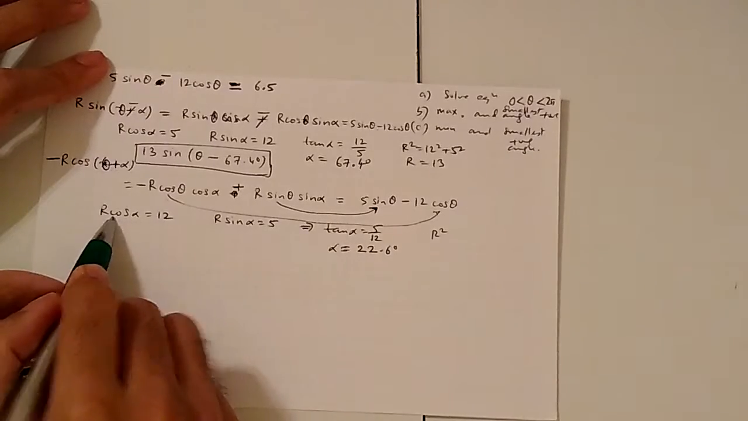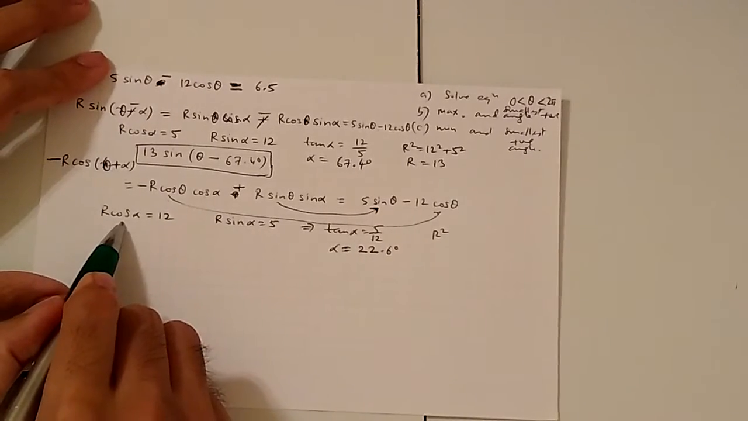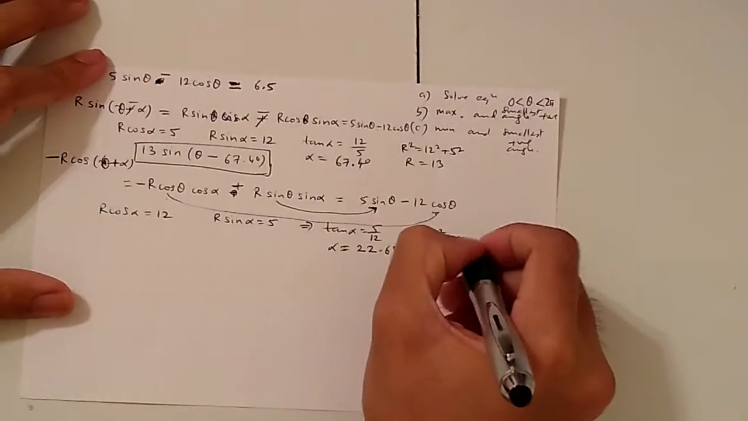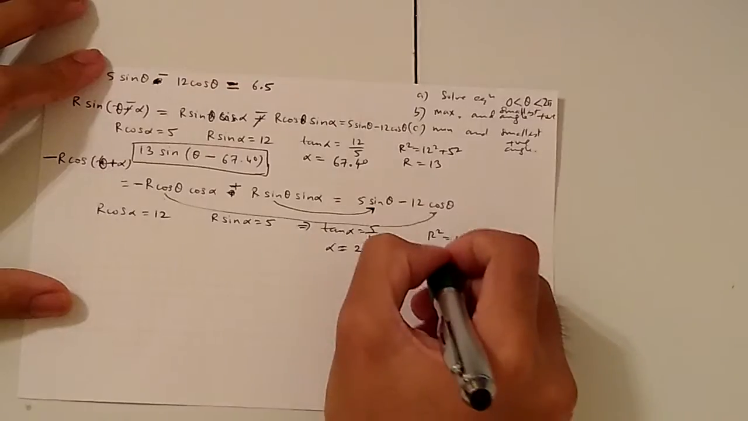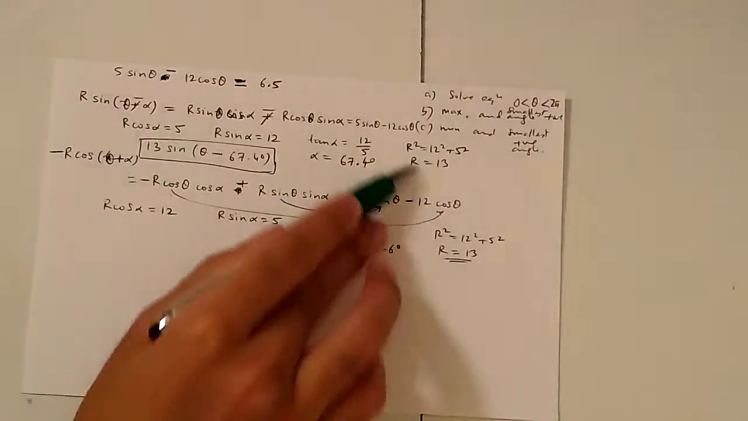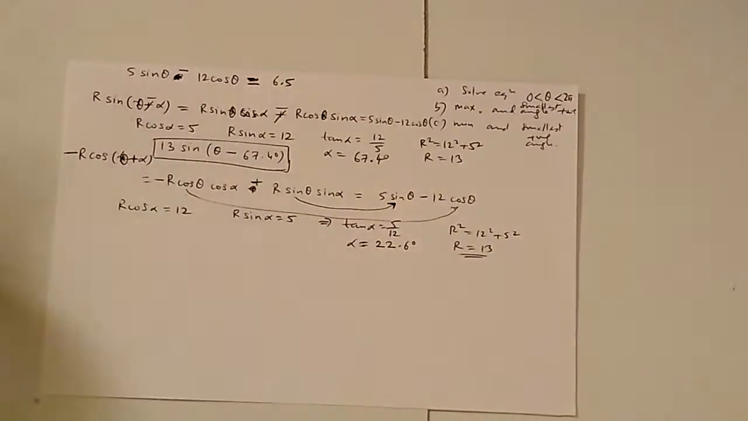And for R square, R square sin square alpha, R square cos square alpha, add both of them up. Sin square alpha plus cos square alpha will add up to become 1, leaving you with just R square, that is equal to 5 square plus 12 square. In other words, R is still 13. We get the same 13 in both the cases. The angle is only different.